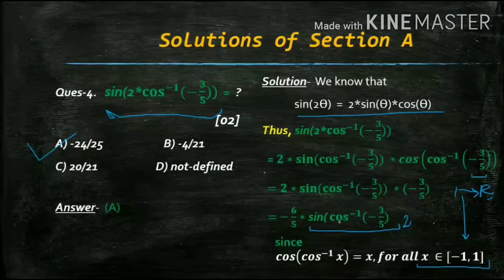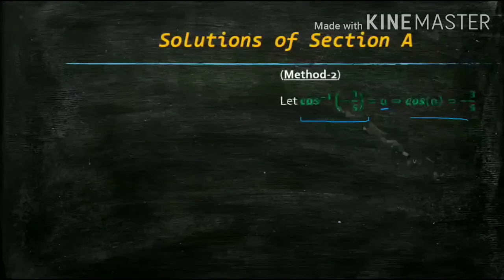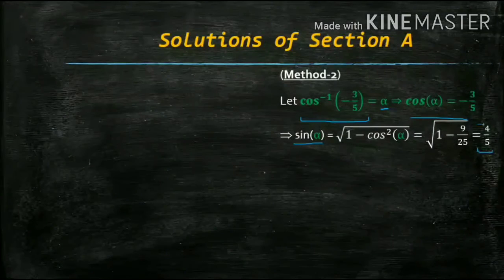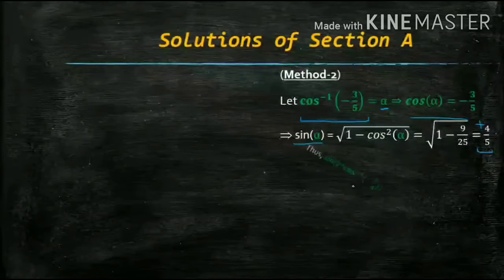Outside is sine, inside there is cos inverse. So you have to find sine alpha. You use the same property, sin square alpha plus cos square alpha is 1. So, on solving, you will get this thing as 4 by 5. I'll tell you why we have taken it as positive. I'll tell you later, after explaining both of the methods.